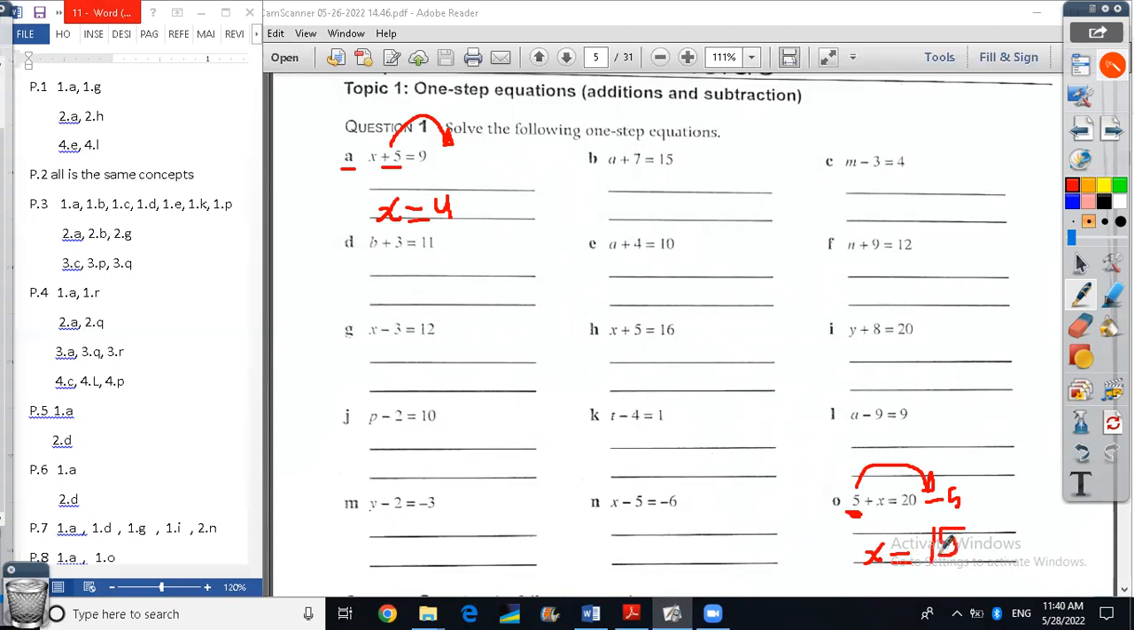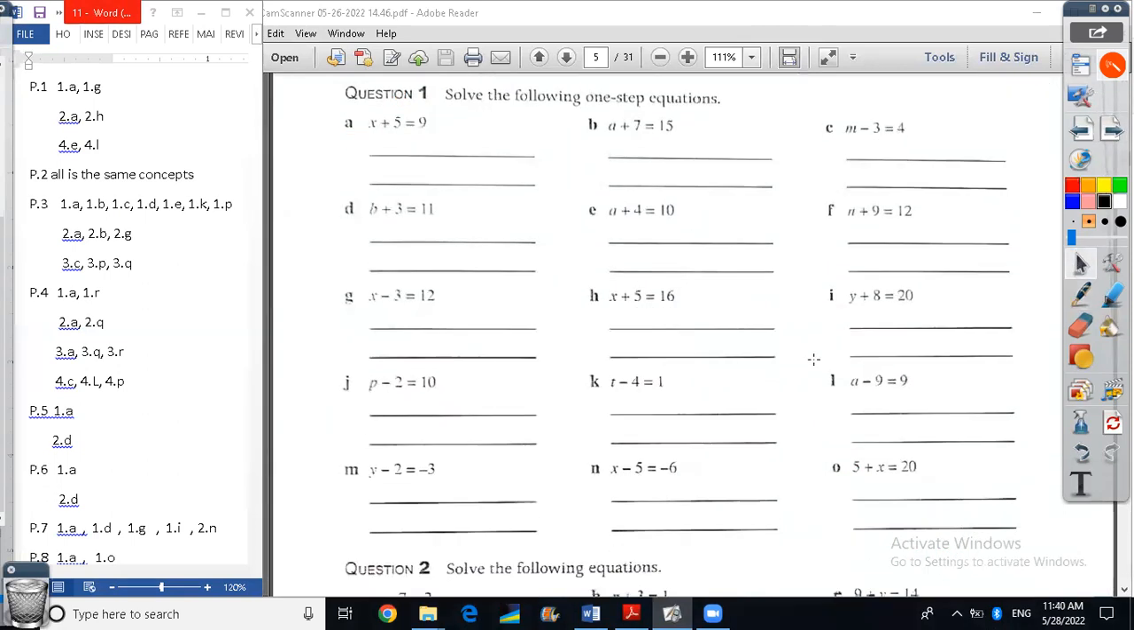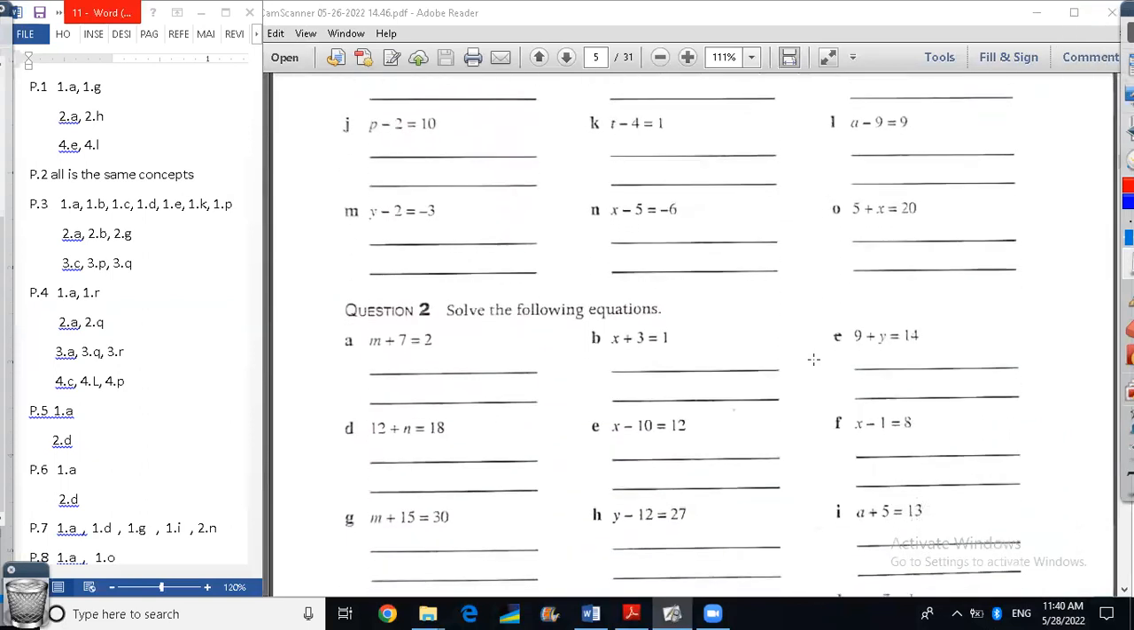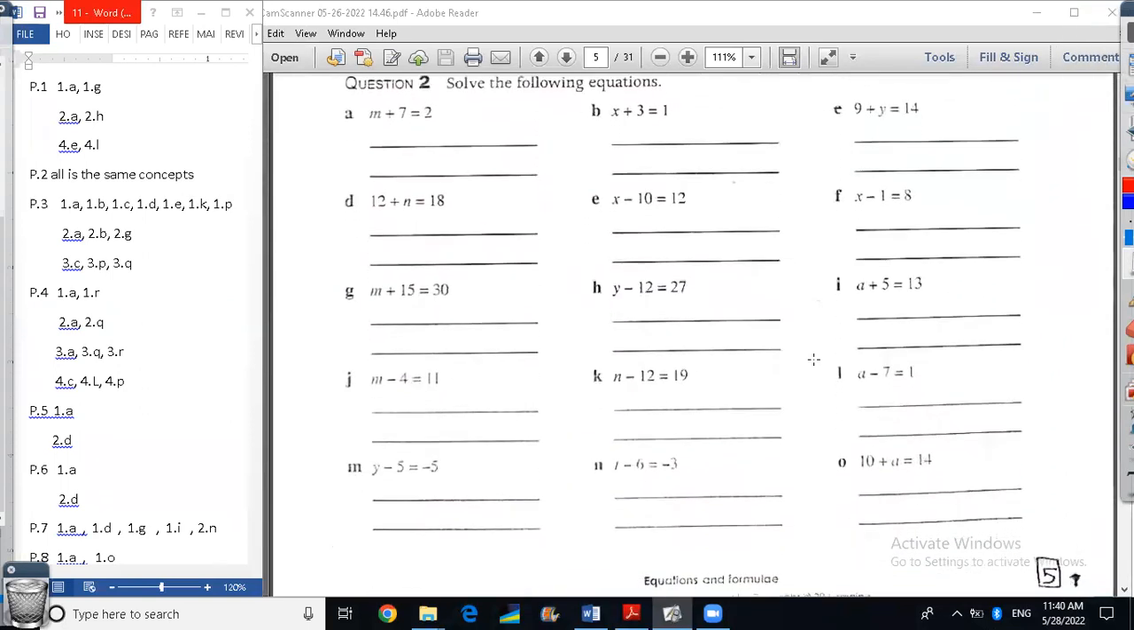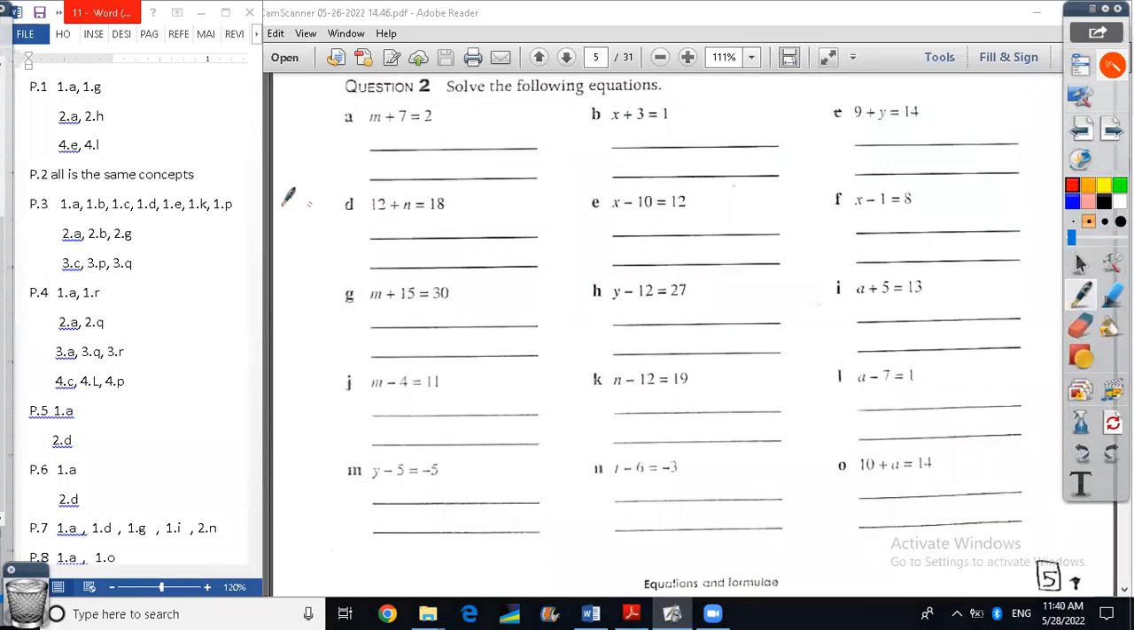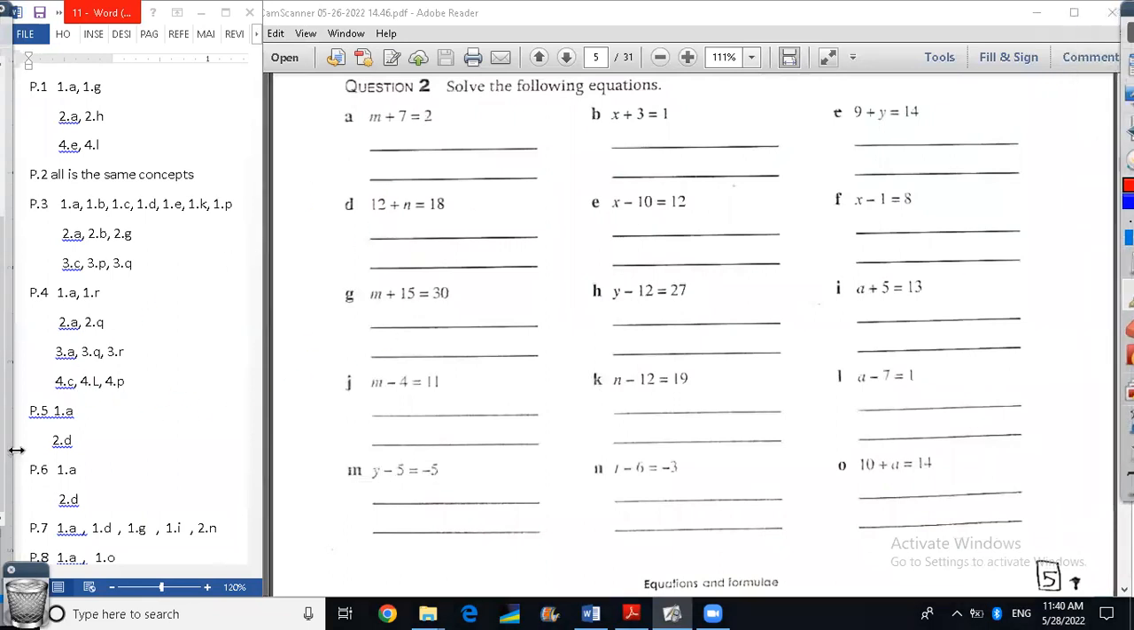I know, sweetheart, that you can do it mentally, but let's also follow the steps, please, because it's going to get more complicated in other lessons and even next year. So you need to practice these steps. Okay. Next, in question 2, we're on page 5, 2D.